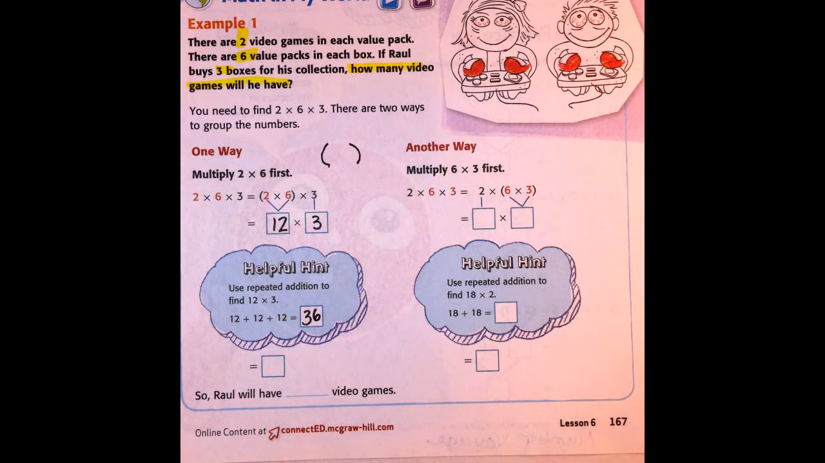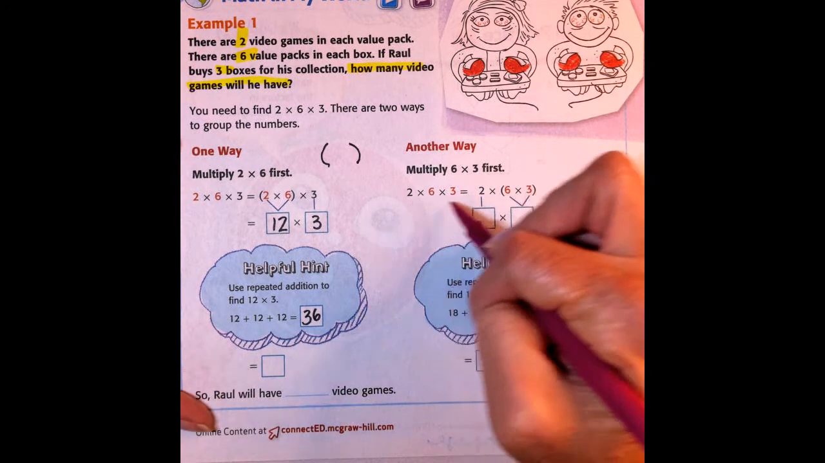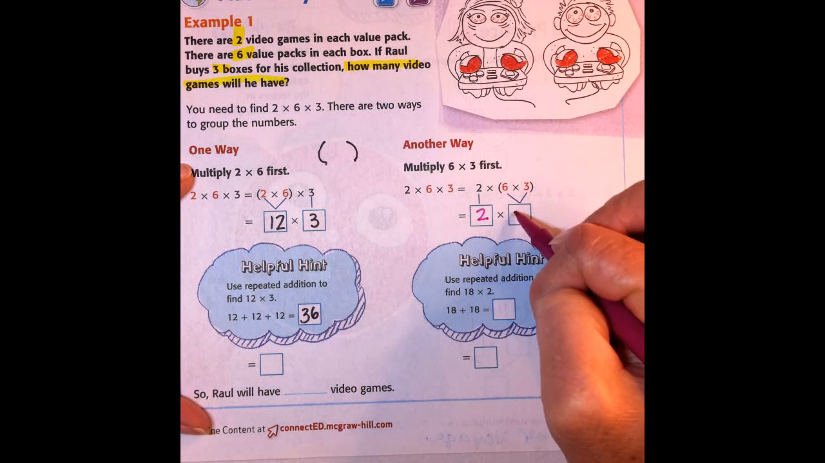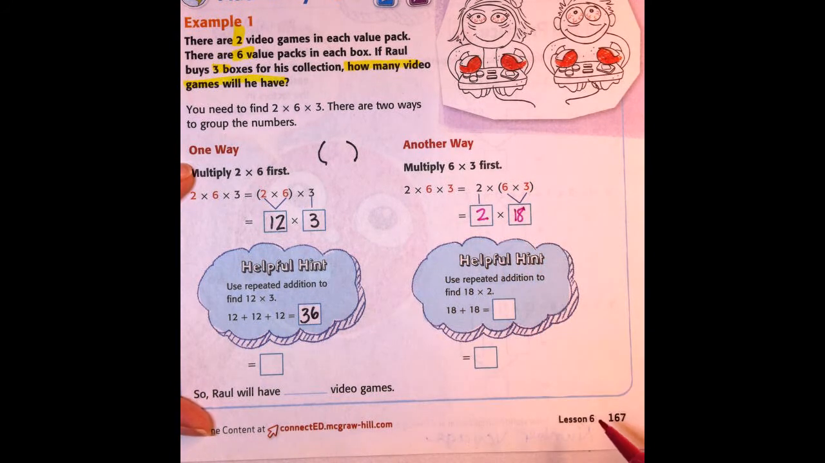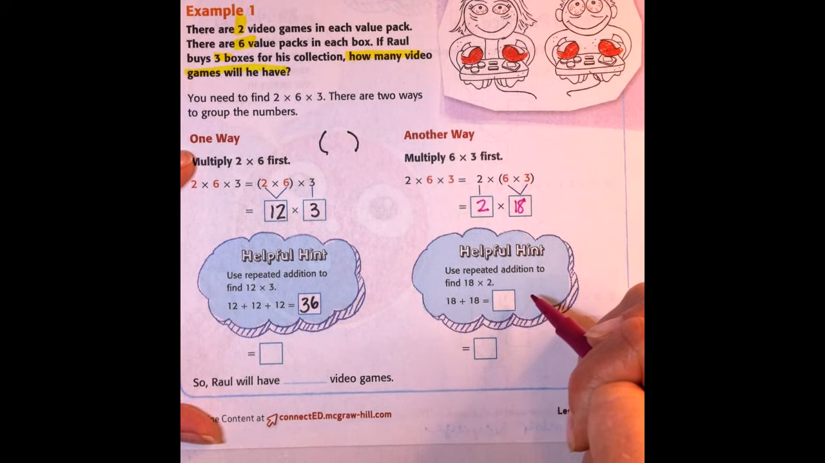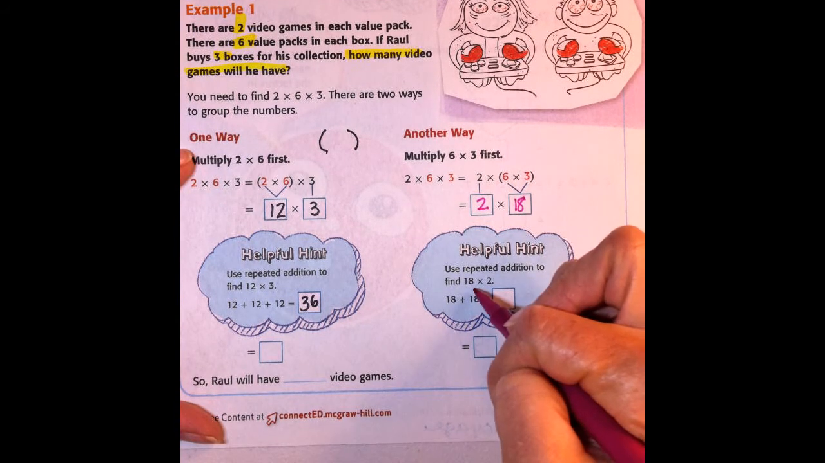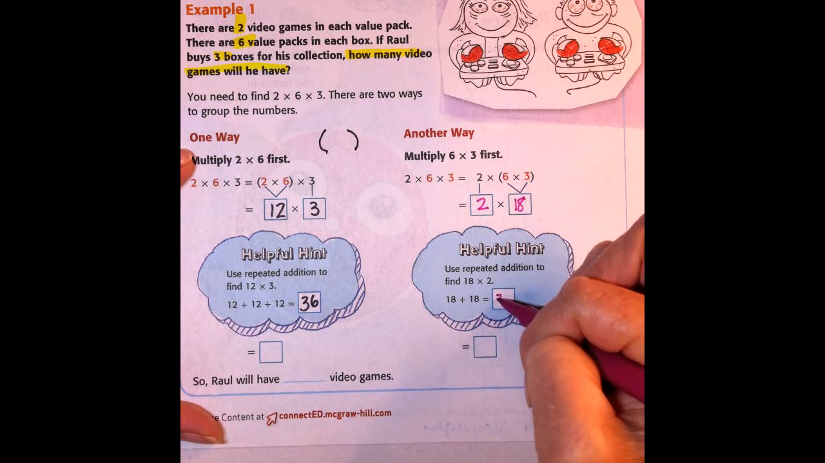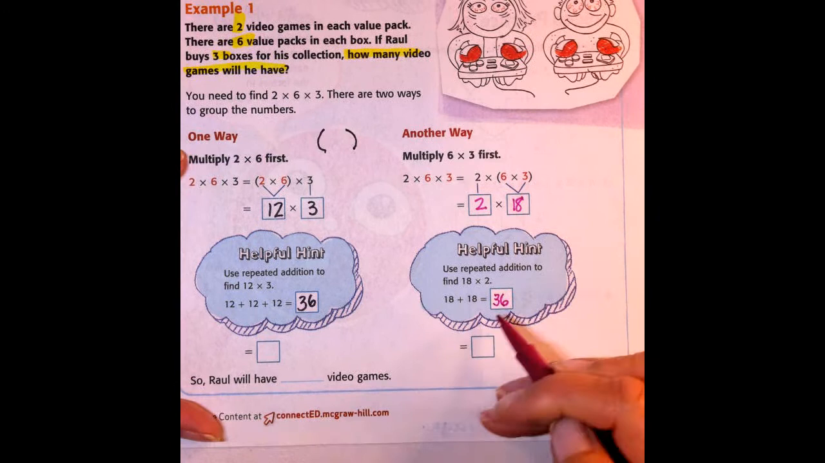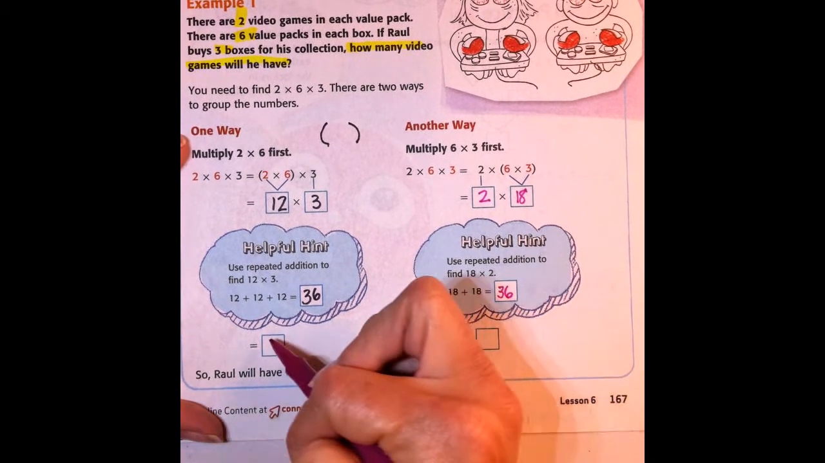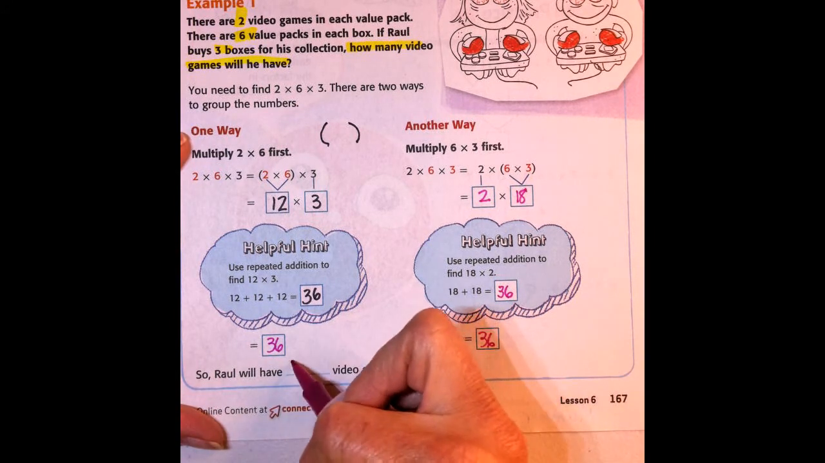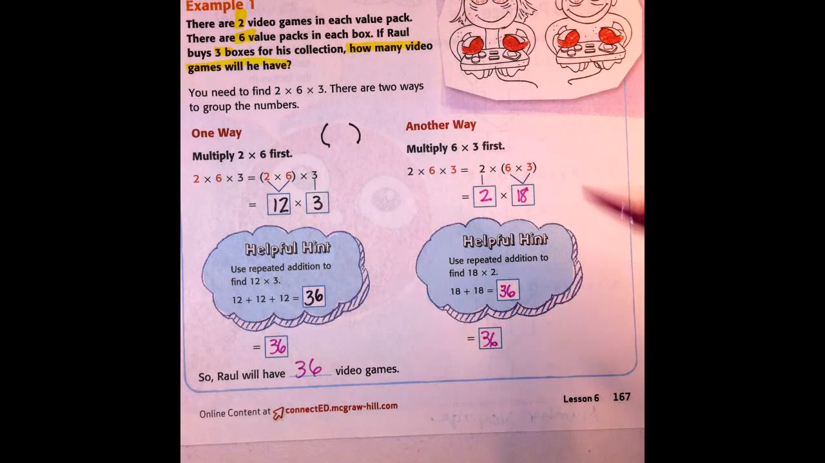If we grouped it another way, same problem, same numbers, we could bring the 2 down, and we could multiply 6 times 3. And that would be 18. Then if I do a repeated addition, then I would only need to do 18 plus 18. And that's pretty easy. That's only 2 digits. So it would be 36 for two numbers. So each of them are still going to equal 36. So we know that Raul will have 36 video games. We still get the same answer even though we grouped the numbers differently.